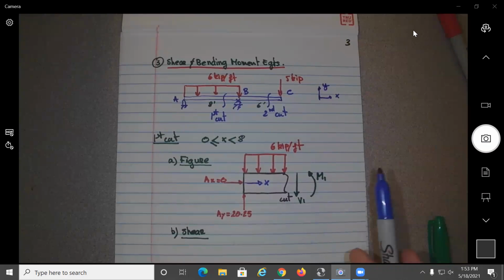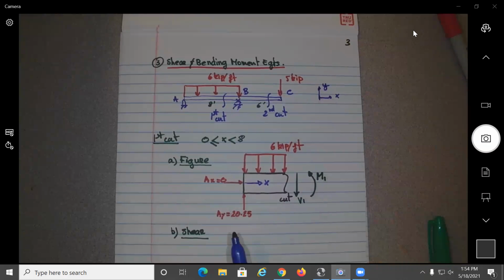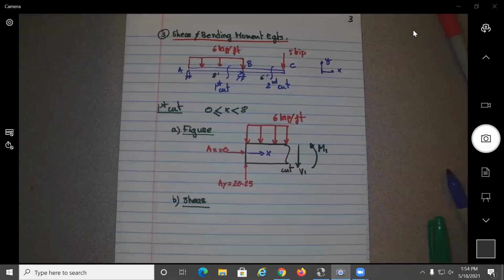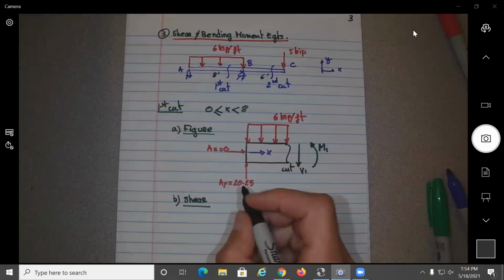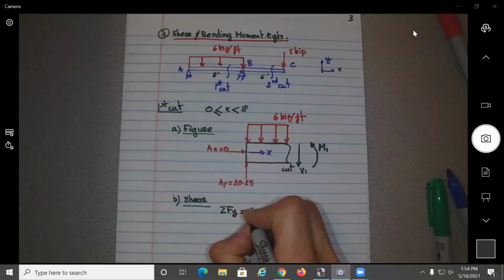So in here, there are no forces on the X, no? What will you have? You have AX equal to 0. So we don't need it. But if you had forces on the X, you would have to apply it. Here, there's only forces on the Y. So we're going to apply summation of forces on the Y equal to 0.